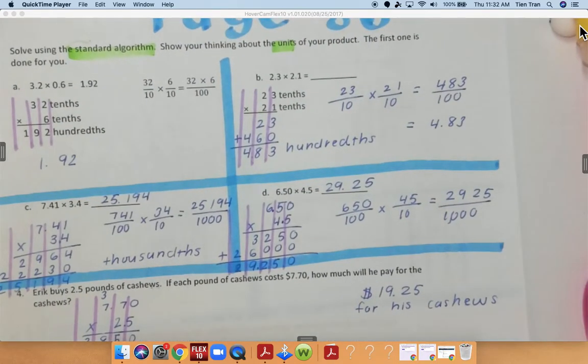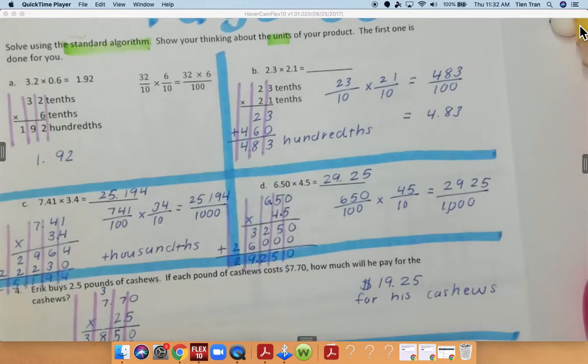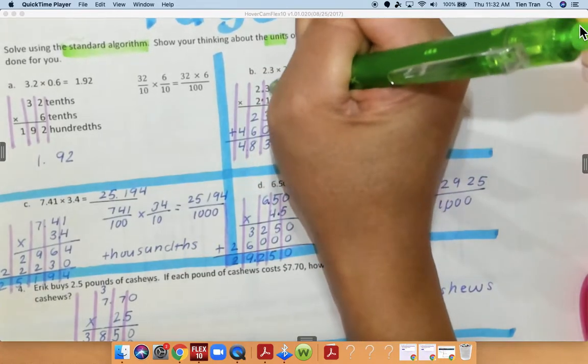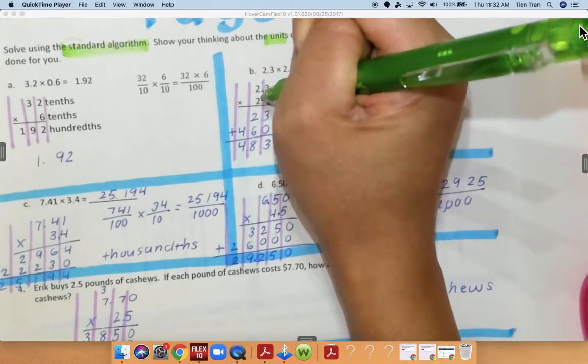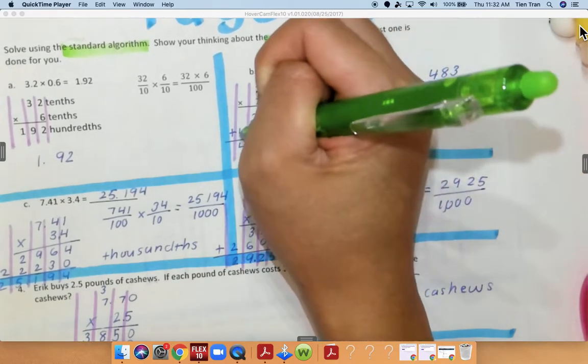So same thing as you were doing earlier, but just this time your fraction is on this side and your multiplication is on this side. So I'm going to multiply. I'm going to put my decimals. 3 times 1 is 3. 1 times 2 is 2. Bring down your 0. 2 times 3 is 6. 2 times 2 is 4.